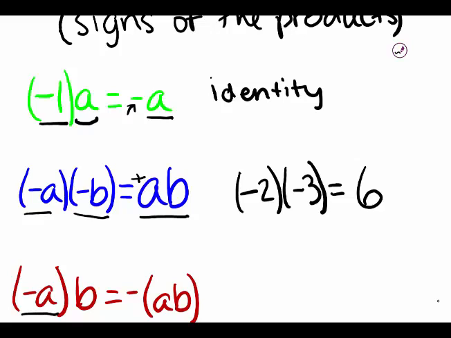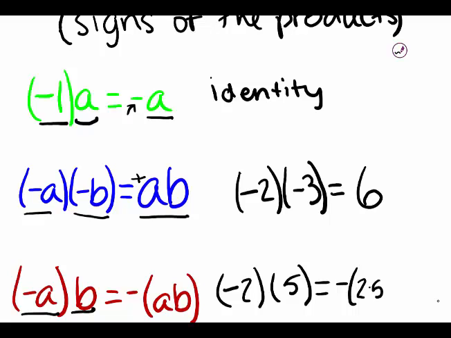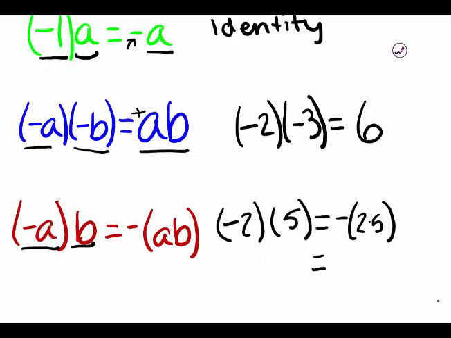Then with -a times b, you have a negative integer times a positive integer, and the answer is negative the product of the two integers. So with an example, if we had -2 times 5, the answer would be -2 times 5, which equals -10. Because we have one negative, so we keep that.